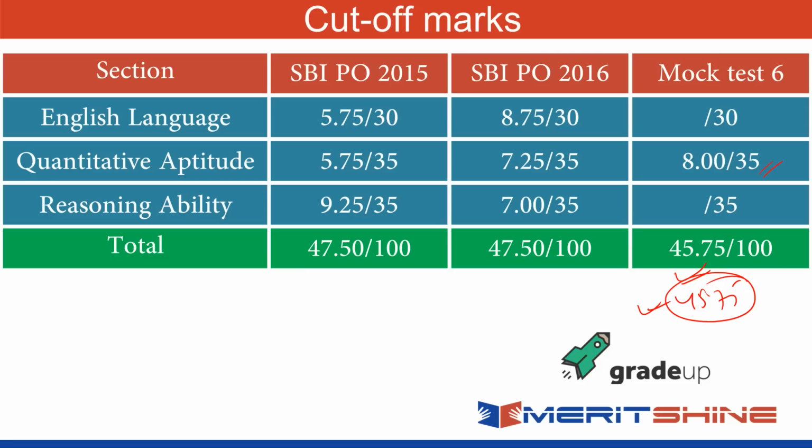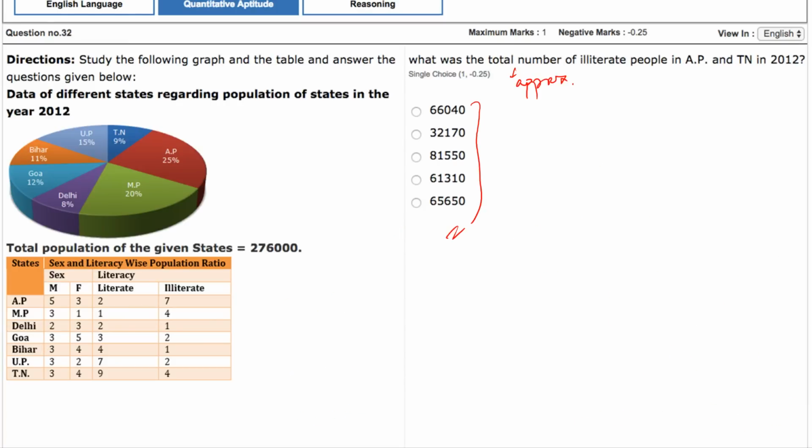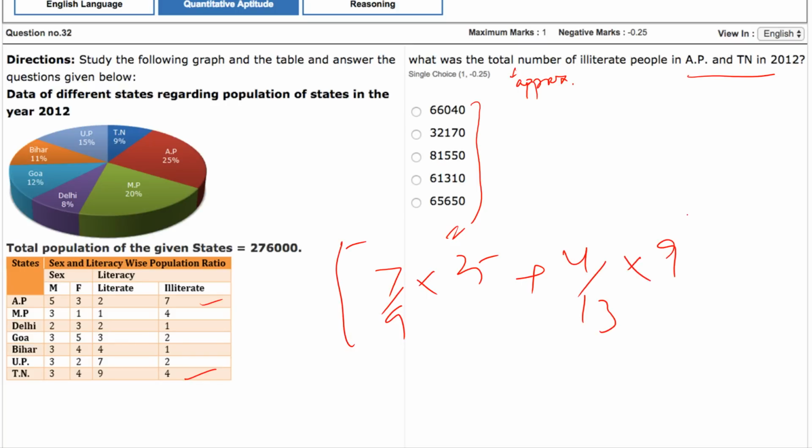Let me just move to the next question. Sorry, my hand got habituated to clicking the upper click. Let's see. Total number of illiterate people in AP and Tamil Nadu in 2012. Illiterate is 7 by 9 of AP's 25, plus illiterate is 4 by 13 of Tamil Nadu's 9. Look at these numbers, definitely not pleasant. And then I have to multiply them, 276. 2 zeros will anyways get cancelled because of the percentage. Now I have to calculate this. How do I go about calculating it?